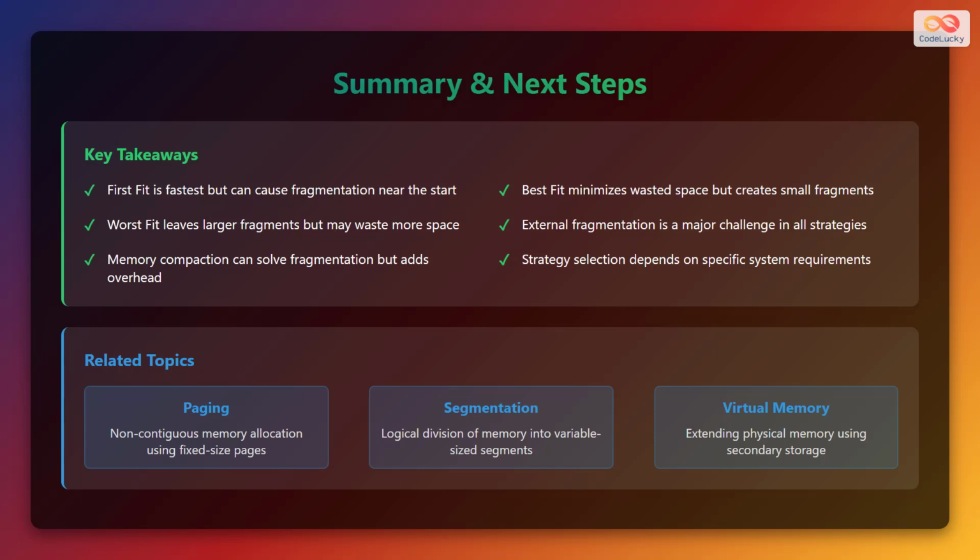Now that we have covered contiguous memory allocation, let's look at a few related topics. Paging, which is a non-contiguous memory allocation technique that uses fixed-size pages. Segmentation, which involves the logical division of memory into variable-sized segments. Finally, virtual memory, which extends physical memory using secondary storage.